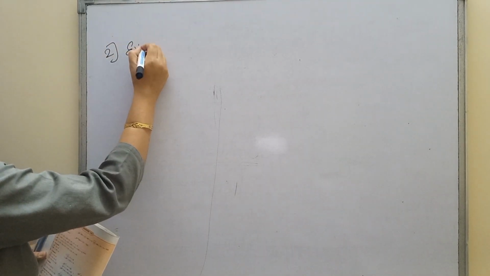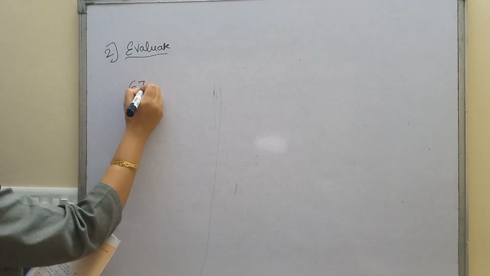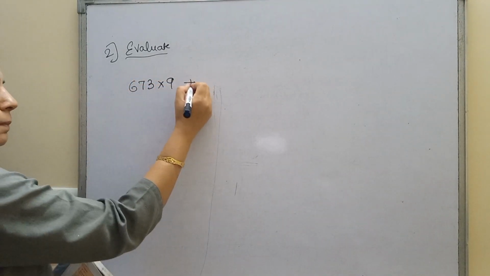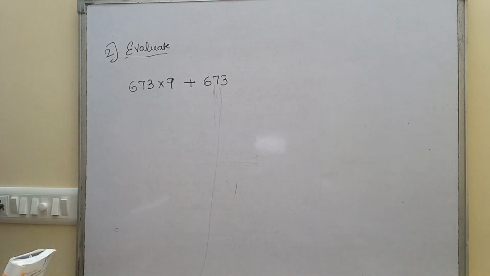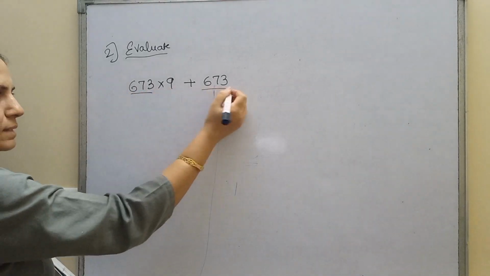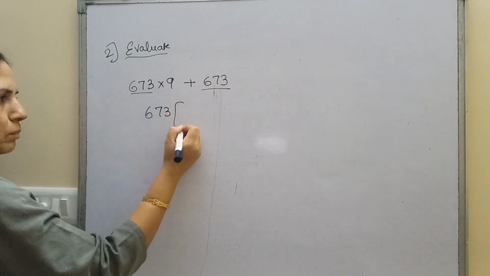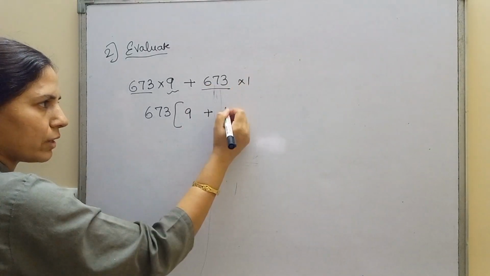Second, evaluate. Again, it is simplifying. 673 multiplied by 9 plus 673. See, multiplying by 9 is not an easy task. I'll make things simple for you. Write the 673 common. What is left? 9 plus. If nothing is left here, write here 1.